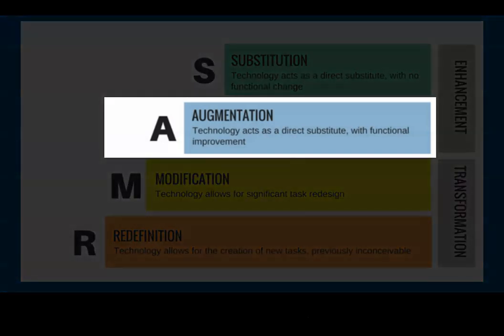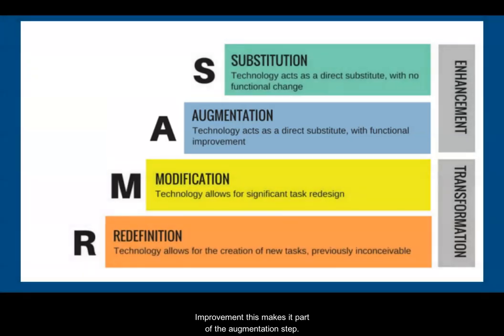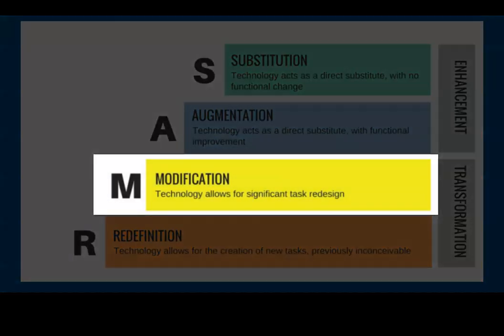The next step is augmentation, where technology acts as a direct substitute with functional improvement. Back to the written assignment. We're going to use Google Docs and we're going to add a speech to text option for the functional improvement. This makes it part of the augmentation step.